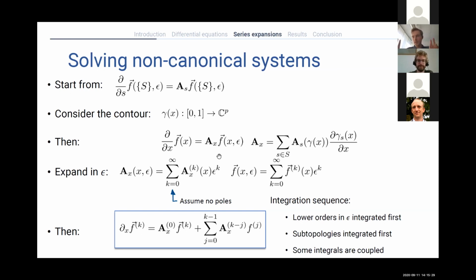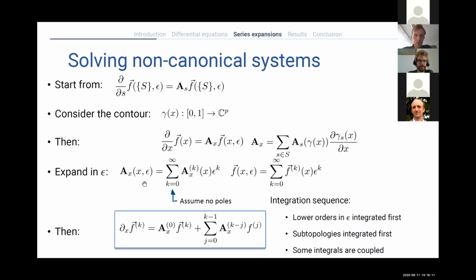So when you're in a non-canonical system, or really just a system that is not in canonical form, then the differential equations just take a very generic form where you have some vector of master integrals depending on some number of external scales, and then there's the dimensional regulator. Again, we're interested in solving this along some contour because we're going to find series solutions. So basically, our differential equations simplify to just some derivative in x, where x is the line parameter, and you use the chain rule to get this matrix A(x).